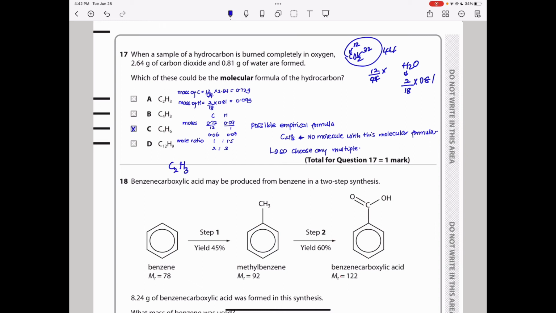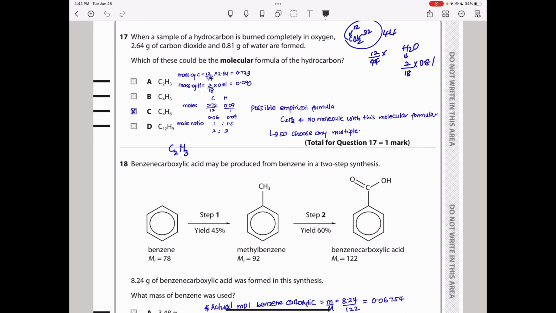However, there is no molecule similar to that yet. They've told us molecular formula. So when I multiply this by 2, I can choose any multiple that satisfies one of the answers. So the only possible multiple is C, which is carbon 4, hydrogen 6. That is why I chose it as the answer.